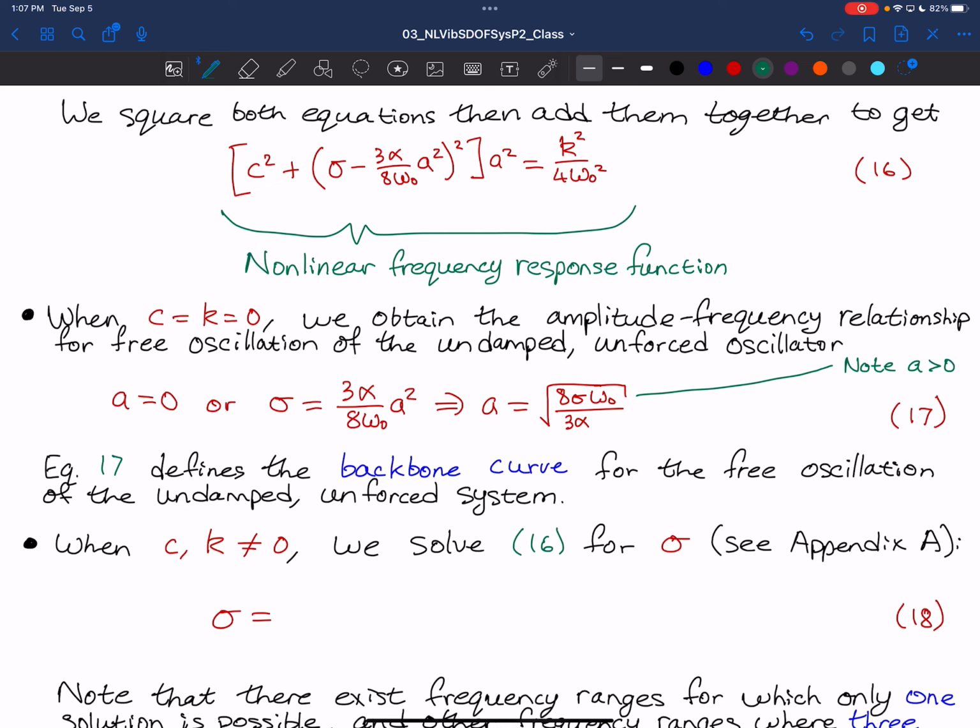So equation 17 here defines the backbone curve for this system, for that free oscillation of the undamped, unforced system. And then we'll see in a moment how the forced solutions curve around that backbone branch.